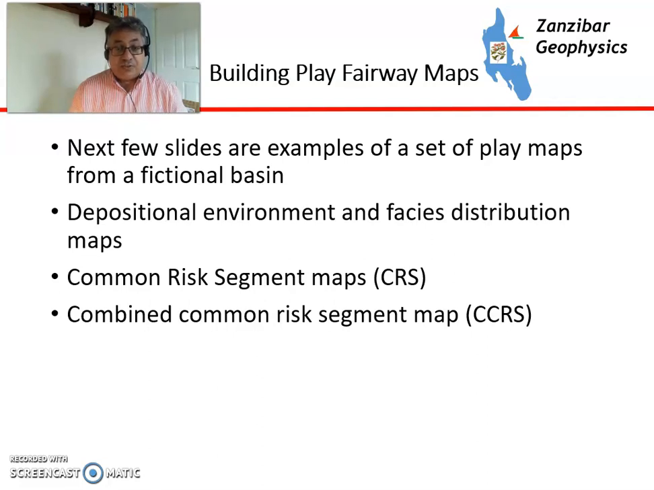So the next few slides will demonstrate how you do this, and this is based on a fictional basin, so I made all this data up. So building common risk segment maps, and then combining common risk segment maps to end. And then we'll look at how these things are risked.